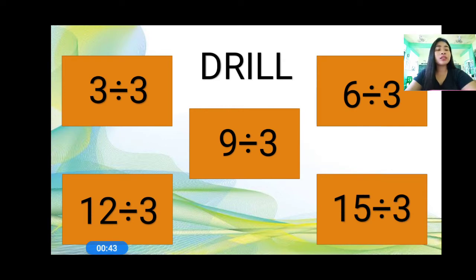Altogether, 3 divided by 3 equals 1. 6 divided by 3 equals 2. 9 divided by 3 equals 3. 12 divided by 3 equals 4. And 15 divided by 3 equals 5.